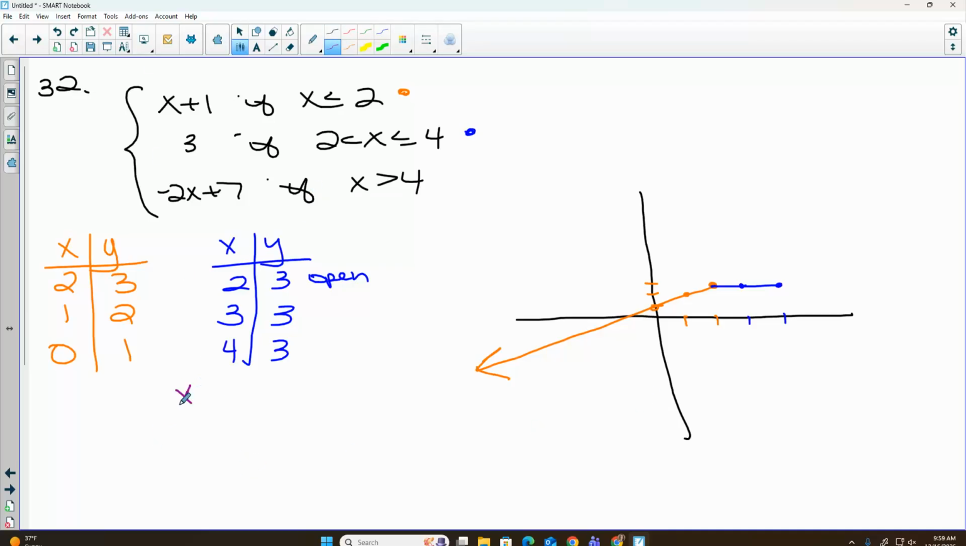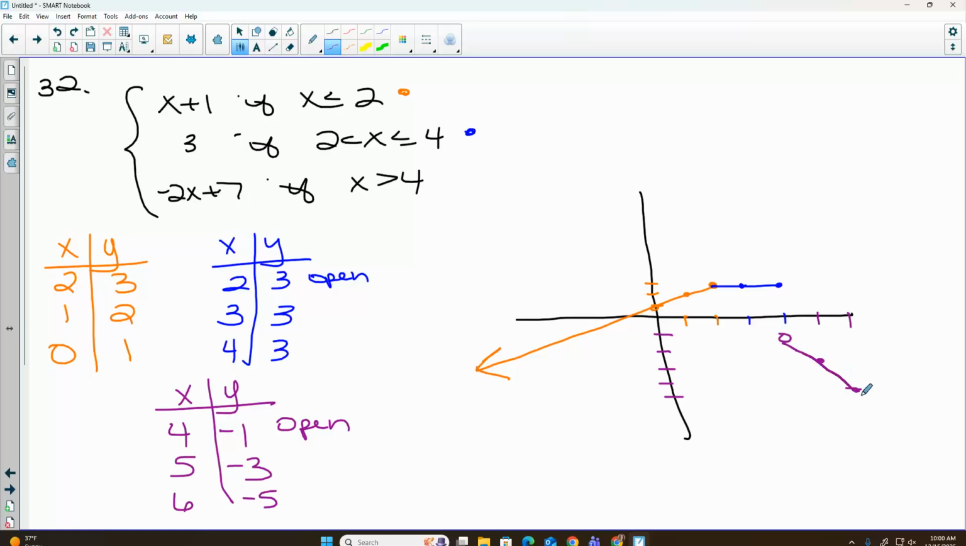Last one. X is greater than 4, so we have to start with 4. Will it be open or closed? Open, because there's no equal to, and then we want things larger, so maybe a 5 and a 6. So if I put in 4, negative 8 plus 7 is negative 1. If I put in 5, negative 10 plus 7 is negative 3. If I put in 6, negative 12 plus 7 is negative 5. So 4, negative 1 is open. 5, negative 3, 6, negative 5. This was for everything greater than 4, so it keeps going to the right.